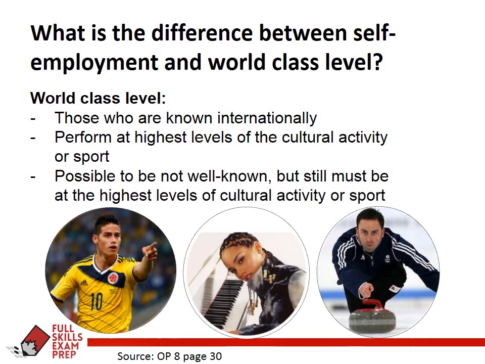Okay, so we can see at a world-class level, you have people who are known internationally, in general, and people who just perform at the highest levels of the activity they engage in. And just like I said before, it's possible that the person is not well known, but if they're still at the highest level of that activity, and that activity is acceptable, as we'll see later on, then that person would be considered at a world-class level.